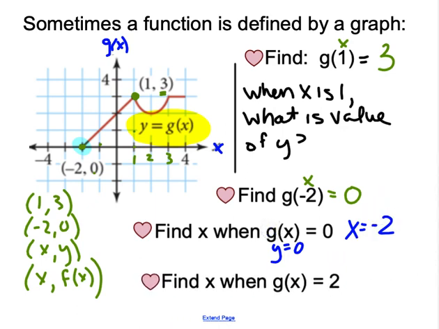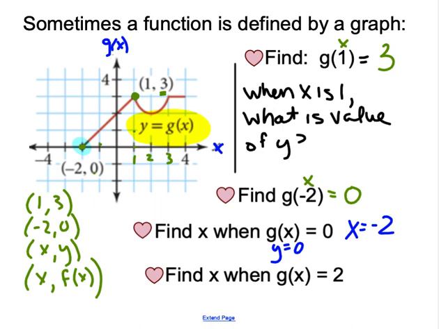Here's another one. Find x when g of x equals 2. So you could think of it as find x when y equals 2. So when does y equal 2? It equals 2 right here, and it equals 2 right there. So this one would actually have a couple of answers. y equals 2 when x is 0. It also equals 2 when x is 2. So that would have 2 answers.